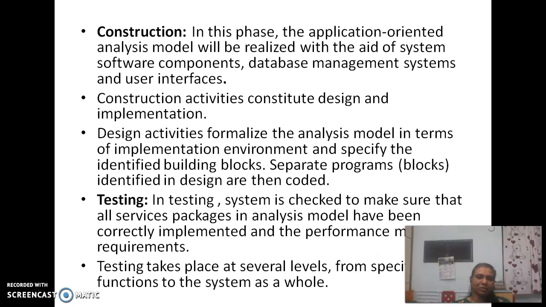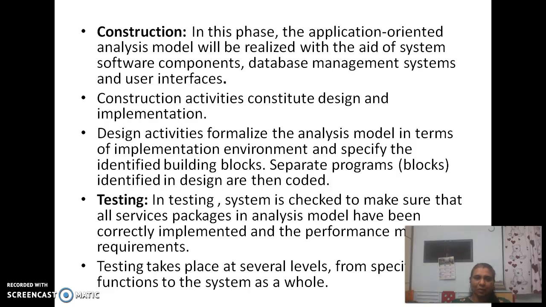So coming to the construction phase, in this phase, the application-oriented analysis model will be realized with the aid of system software components, database management systems, and user interfaces. So these are the main components that we realize for a system software. That is, some components like library files, the programming languages, etc., the database management system, and also the user interfaces. So construction activities constitute design and implementation.